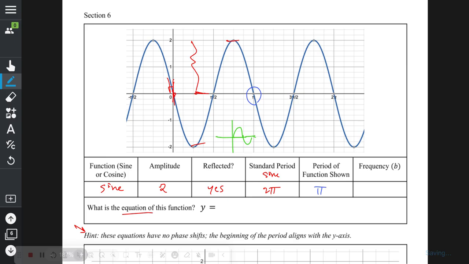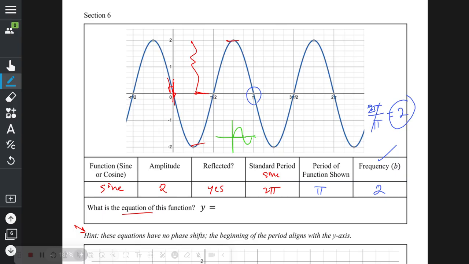So what is the frequency? That's always the big question when you construct the equation. It is the standard period divided by the period of the function that you see. And so therefore the frequency is 2.